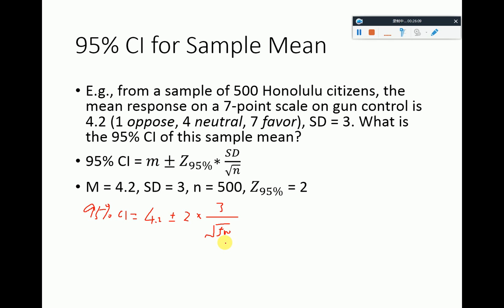Fairly straightforward, isn't it? So we have 4.2 plus or minus 2 times 3, which is 6, divided by the square root of 500. Now you can start to use your calculators to do the calculation.